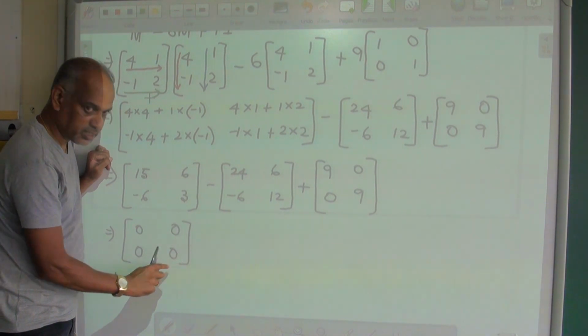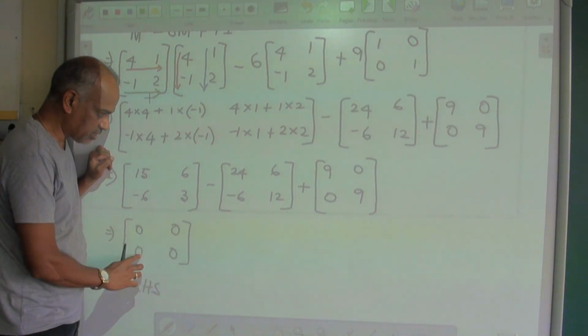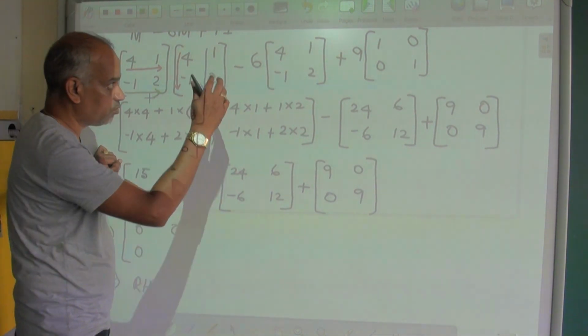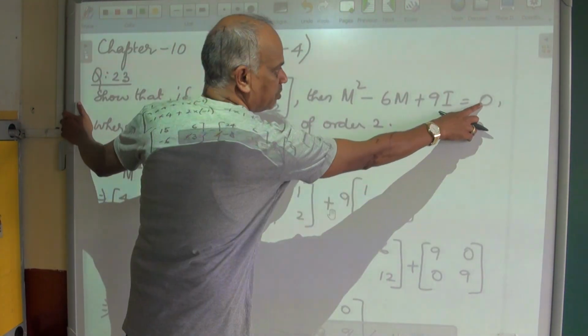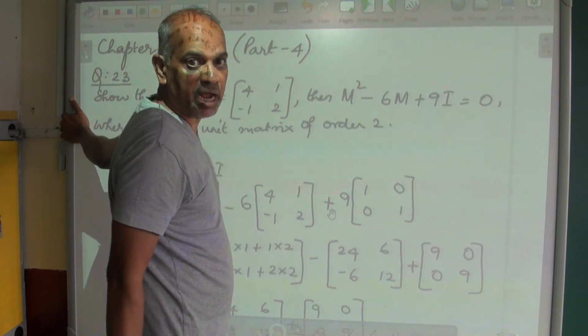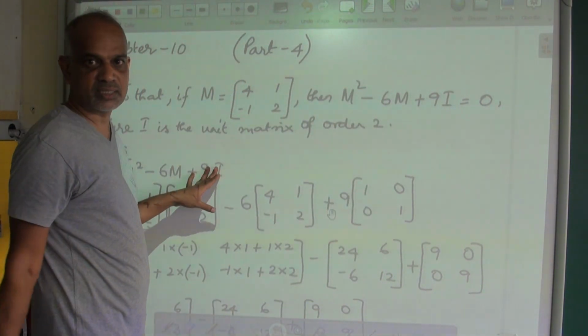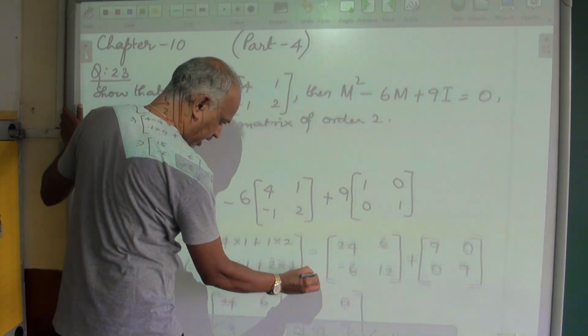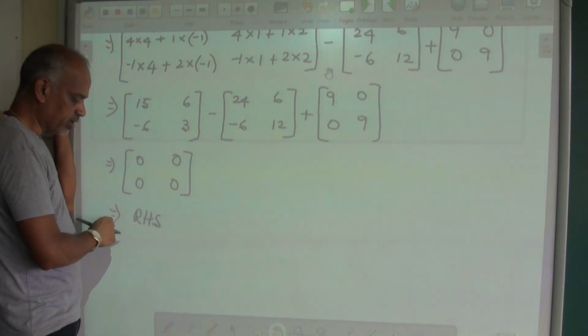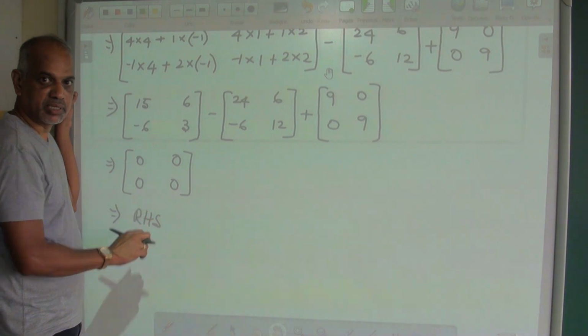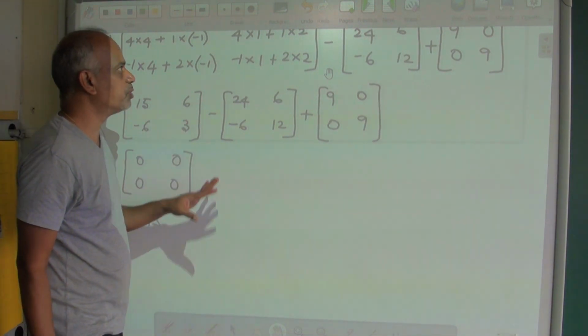This is called a zero matrix, where all elements are 0. Check and see what your right hand side was. Your right hand side should be 0, which means a zero matrix. 0 here means a zero matrix. So check and see whether you got a zero matrix. It is a zero matrix, therefore the left hand side has become the right hand side. So you prove this.